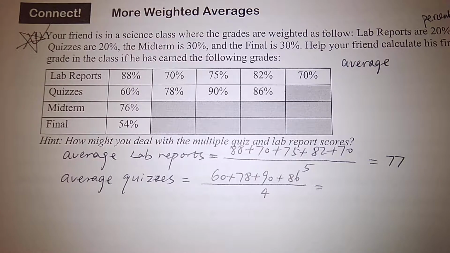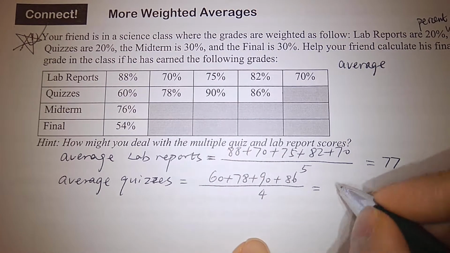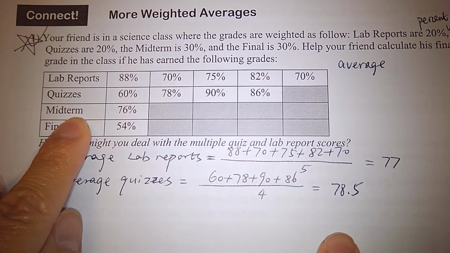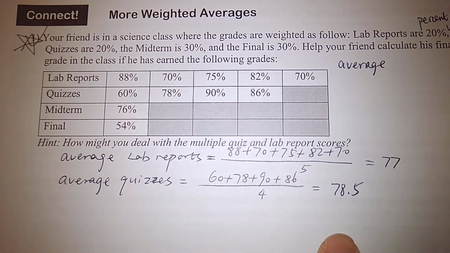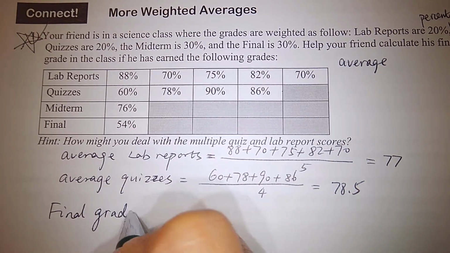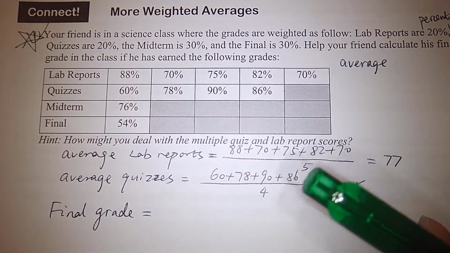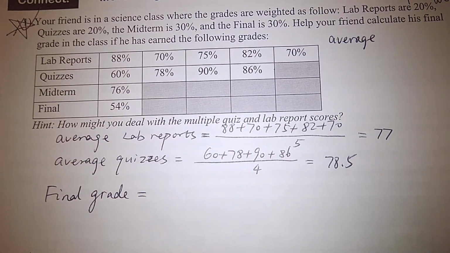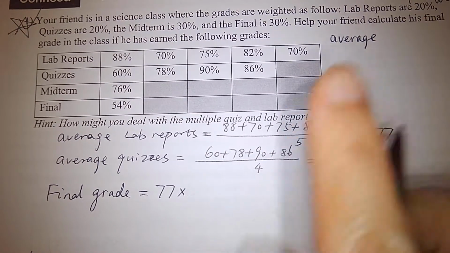Please tell me. 78.5? Okay. Everybody same answer? And do we have to compute the average for the midterm or final? No, they're already given, one single result. Now, how can we compute the final grade? Use value times what? Corresponding percent weight, right?